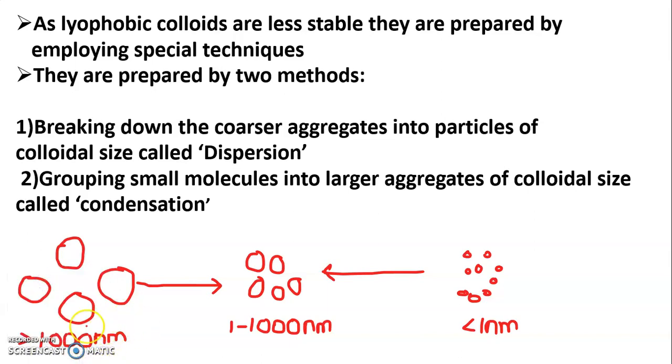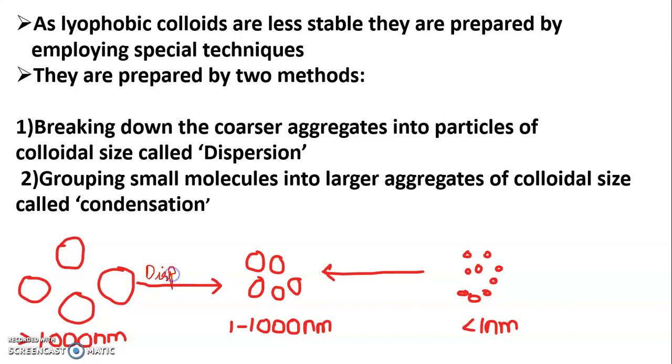So here I have drawn it to make it a bit more clear. You can see these are larger particles of size greater than 1000 nanometer. So they are just broken down into colloidal dimension. So this is the colloid. So it is 1 to 1000 nanometer is the size. So we can say that this process is what we call dispersion.